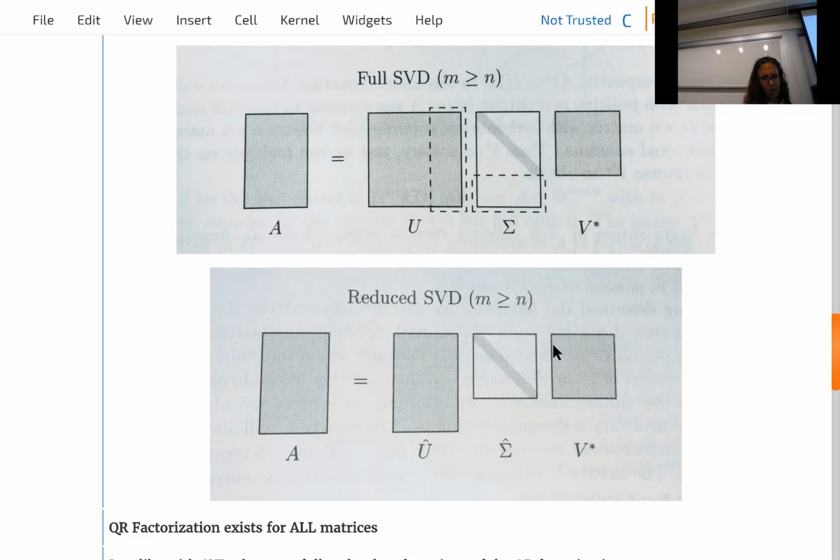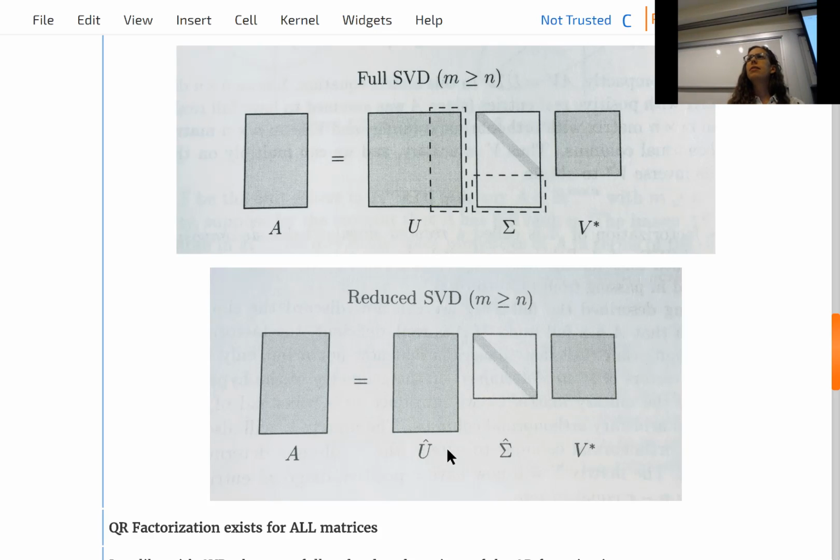Because you want sigma to remain square, you have to cut off the bottom few rows of V, and that's when you end up with the rectangular V. And that would also cut off more columns of U, right? Yes, exactly, you cut off more columns of U. Okay, so in reduced SVD, V star remains square? Yes, good question.